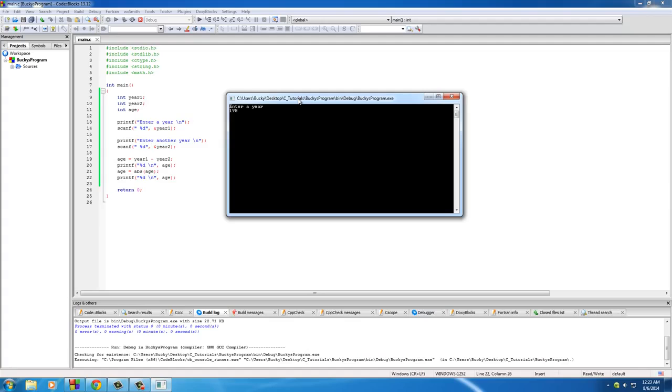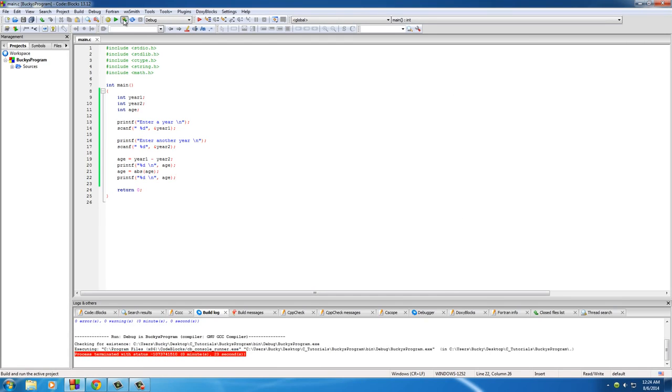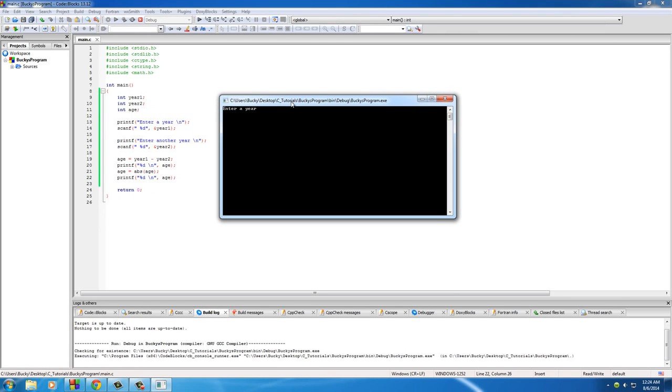Enter year 1986, enter another year 2014. Okay, so this one, it tried to subtract 2014 from 1986 and it got negative 28. Well, you don't want to put that in your program or else it's going to crash everything later on. So the absolute value converts that to 28, and of course, if they entered it correctly, which is 2014, 1986, it calculates 28 and leaves it at 28.